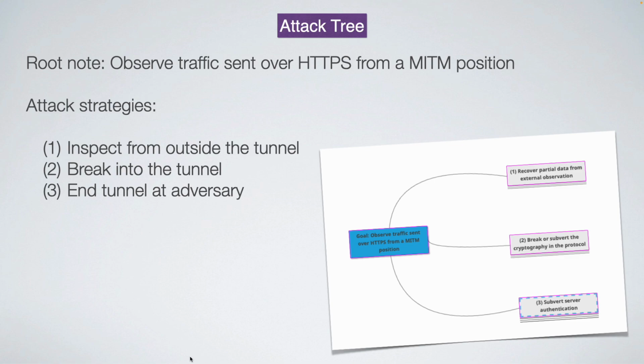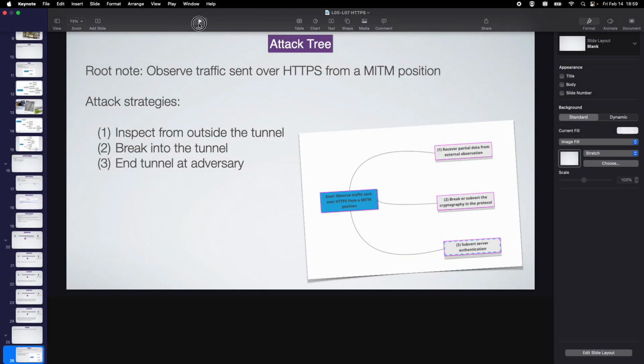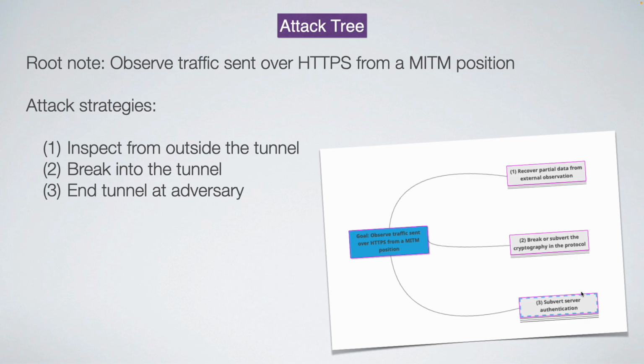Okay, so we're going to start building our attack tree. And like I said, there's 3 kind of high-level nodes. So we're going to look from outside the tunnel. We'll try and break into the tunnel, and we'll try and get the tunnel pointed at us. So we'll start with the first one.